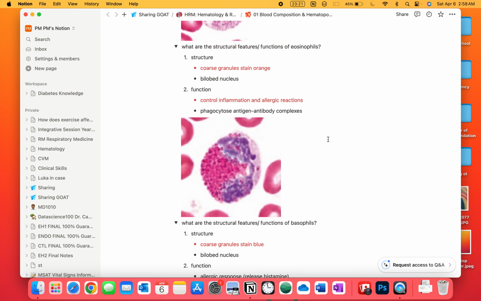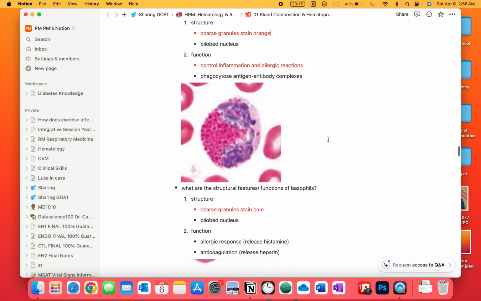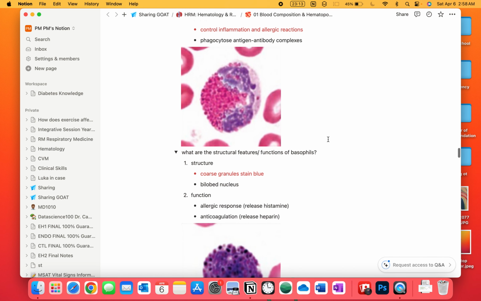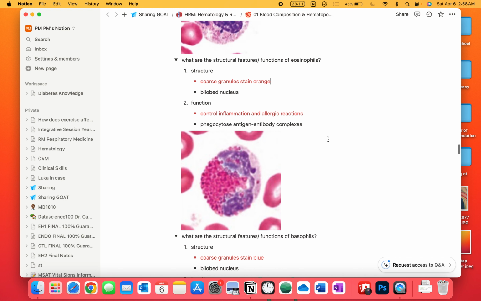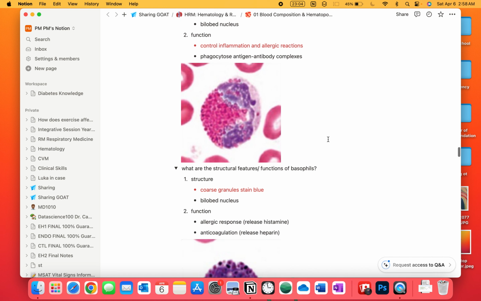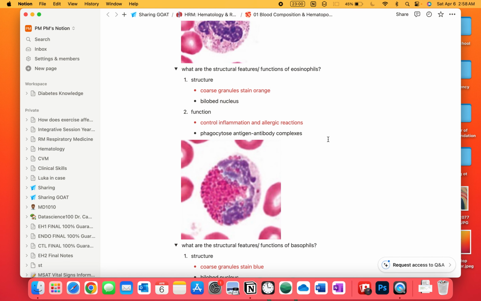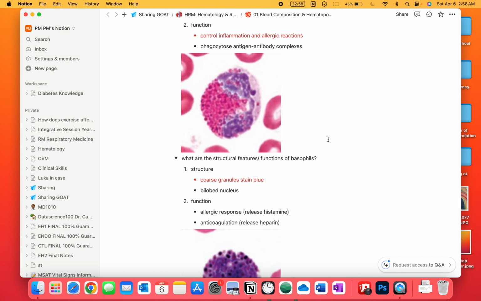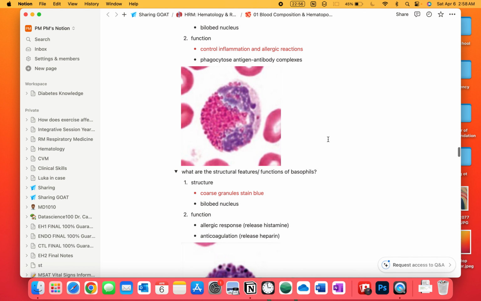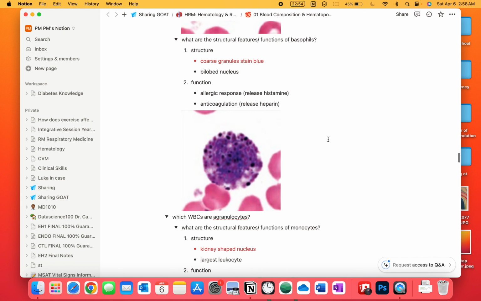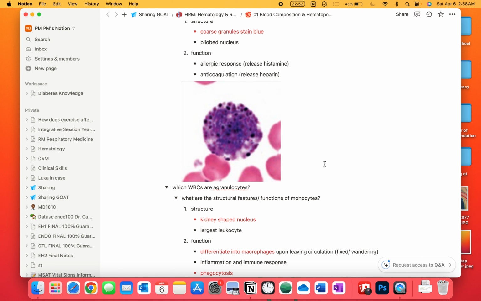So do basophils. Eosinophils are going to stain orange, and basophils are going to stain blue because B is with the B. Basophils are also going to be for allergic response and anticoagulation. Eosinophils are also going to be for allergic response and anticoagulation as well. But one does have more impact, I believe, and that is the basophil.